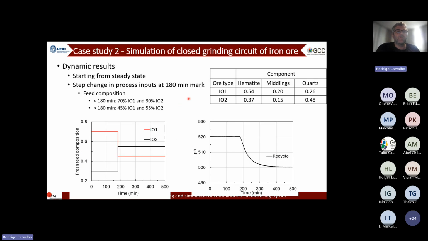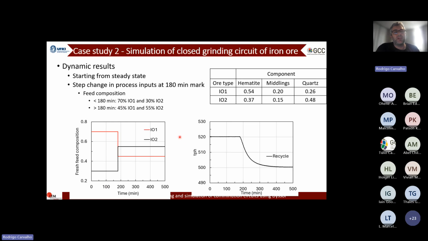So moving from the steady state result to the dynamic results, just to play with the model, we introduced a step change at the 108-minute mark. We changed the composition of the feed, moving from 70% of iron ore 1 to 45% of iron ore 2. So you can see here the step change.